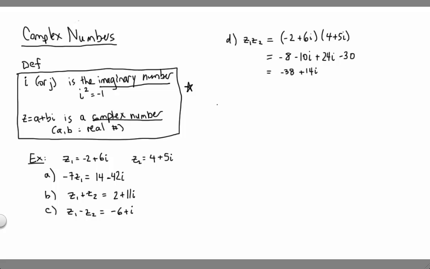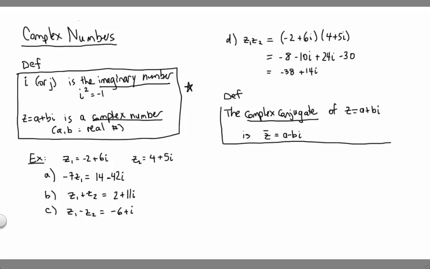Now we want to work towards seeing how to divide one complex number by another, and to do that we need a definition. So we're going to talk about the complex conjugate. Let's say z is equal to a plus bi. The complex conjugate is written z bar, and what it represents is the complex number a minus bi. Intuitively, you're just taking your original complex number and changing the sign of the imaginary part. The real part stays the same.